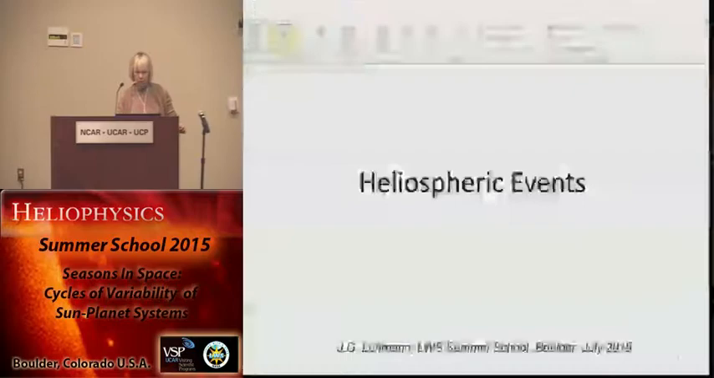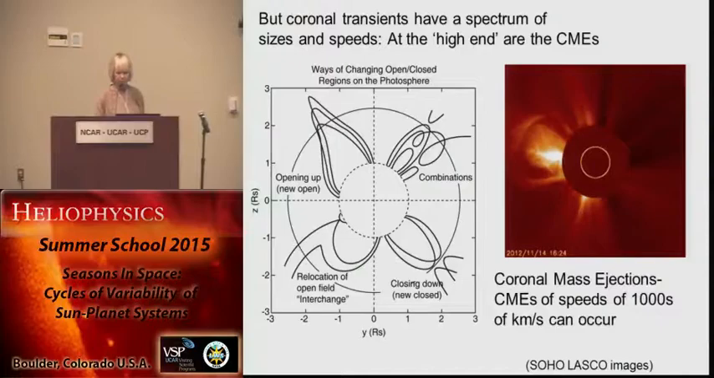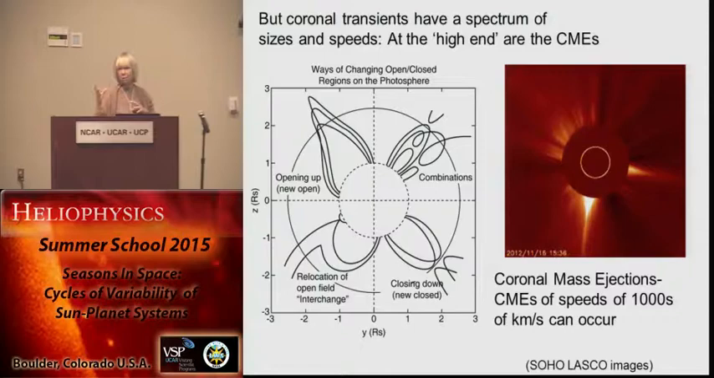Okay, so we went here from the time-dependent corona. Now, coronal transients have a spectrum of sizes and speeds, as many of you are aware. What I call the high end of the transient spectrum are these coronal mass ejections. And people envision these as the sun undergoing sudden and drastic changes in its boundary conditions and the resulting coronal outflows, adjustments and ejecta that result from that.